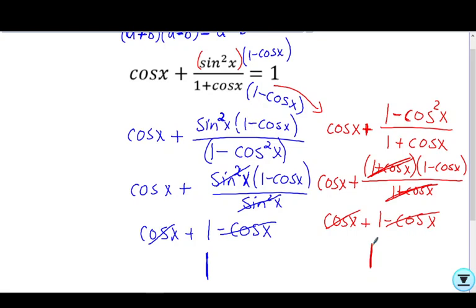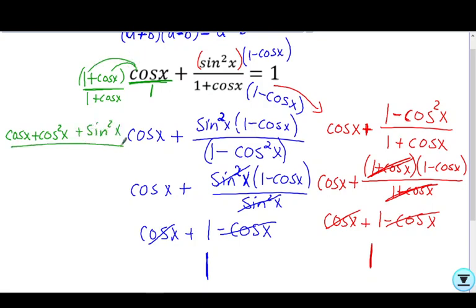Now that's two ways. The third way, and probably the least popular way, would be to actually adding these two together and turning it into one term. And to do that, instead of multiplying the top and the bottom of that one, I'm going to multiply the top and the bottom of this one by 1 plus cosine to get common denominators. And then I can add the numerators together. So when I do that, I'm going to get cosine x plus cosine squared x, because this is going to distribute in, plus the sine squared x on the other one, all over 1 plus cosine x, like that.